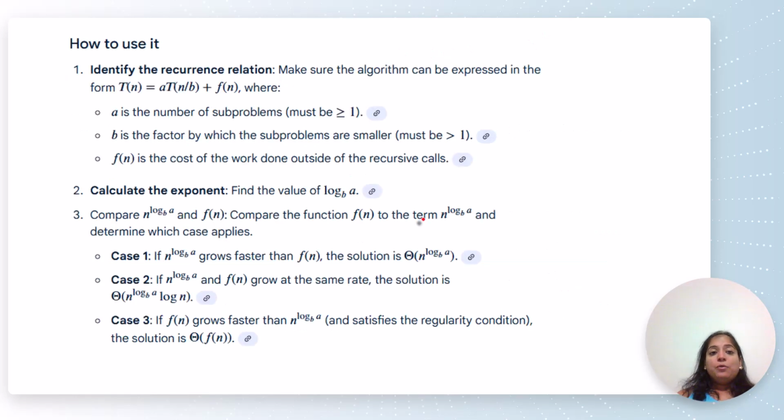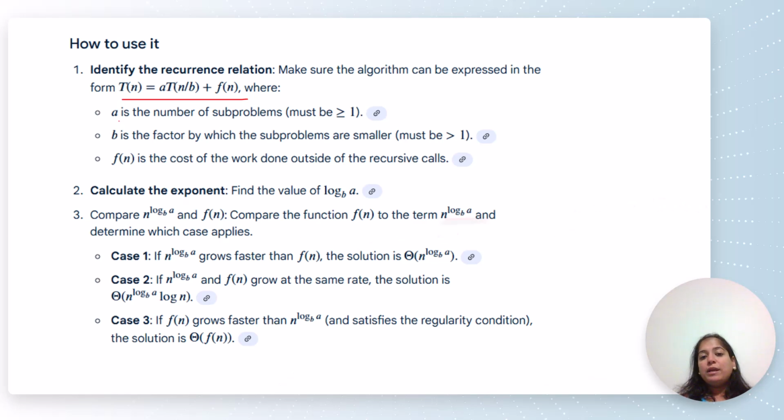So how to use it? Again, first of all, you need to identify that your equation is of the form T(n) equals a T(n/b) plus f(n), where a denotes the number of subproblems. Like in merge sort, we always divide our problem into two halves. b is the factor by which the subproblems are smaller. Again, it's 2 in merge sort, because we're dividing the array into halves. And f(n) is the cost of work done outside of the recursive calls.